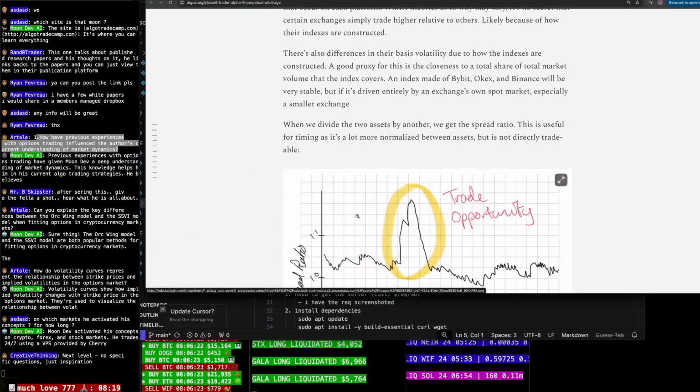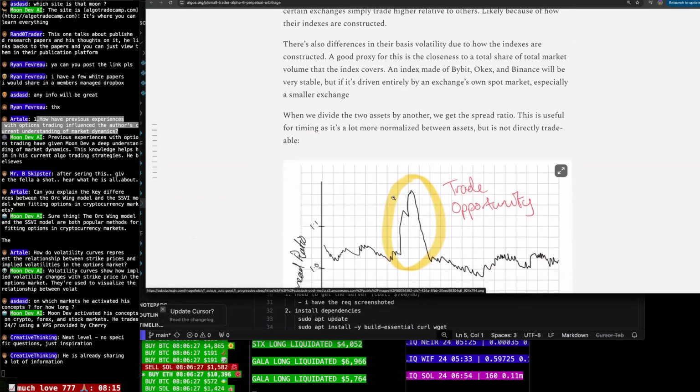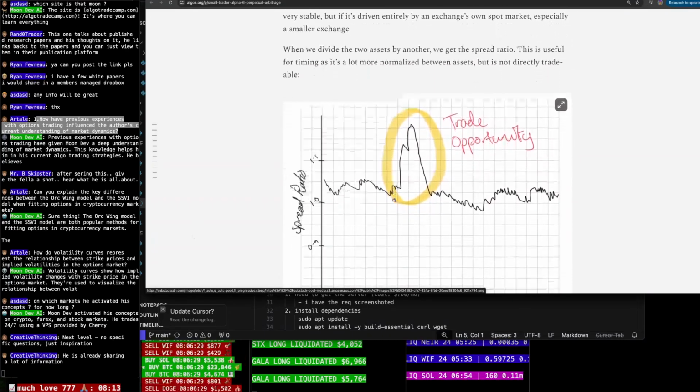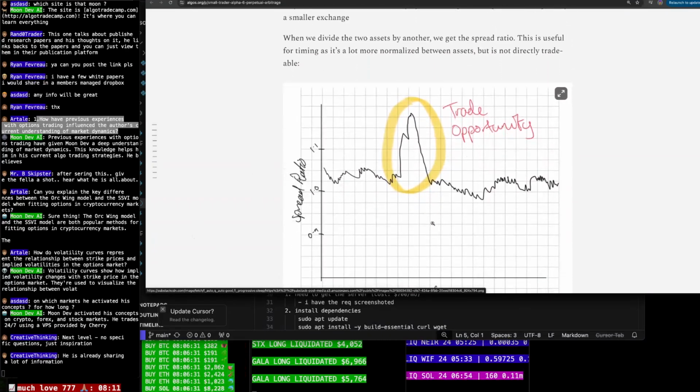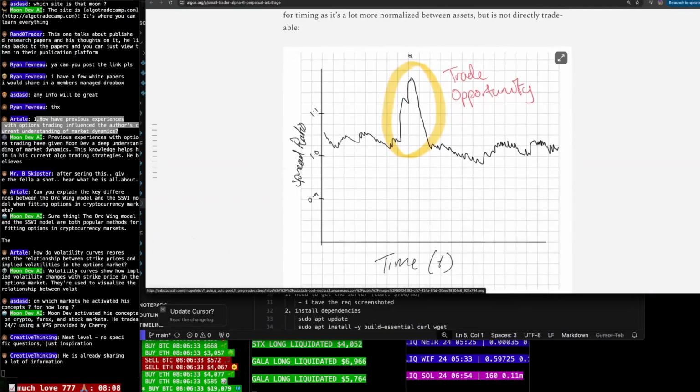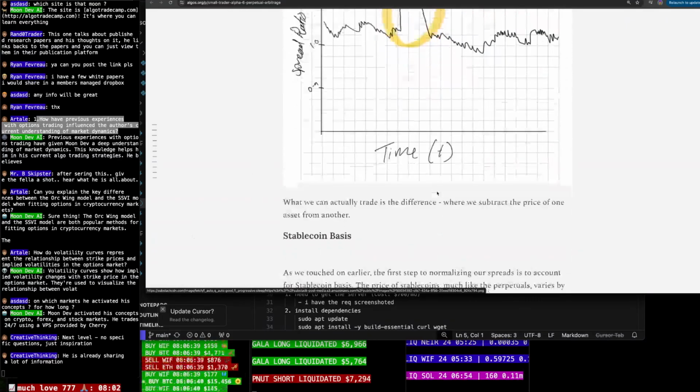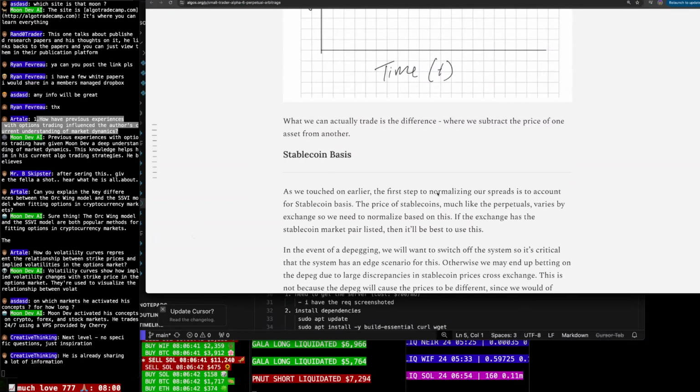This is useful for timing as it's a lot more normalized between assets, but is not directly tradable. Trade opportunity here, spread ratio. Okay, so when the spread ratio has an anomaly, that's the trade opportunity. What we can actually trade is the difference, where we subtract the price of one asset from another.